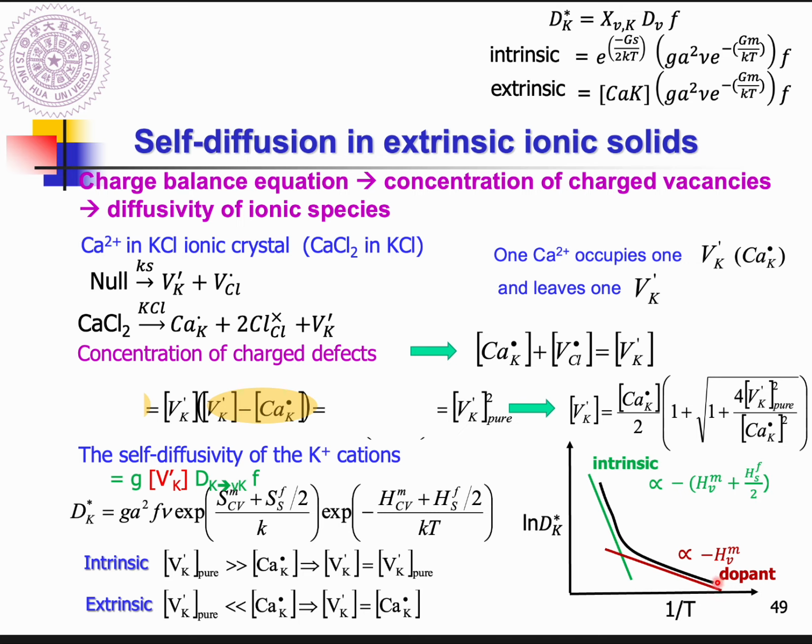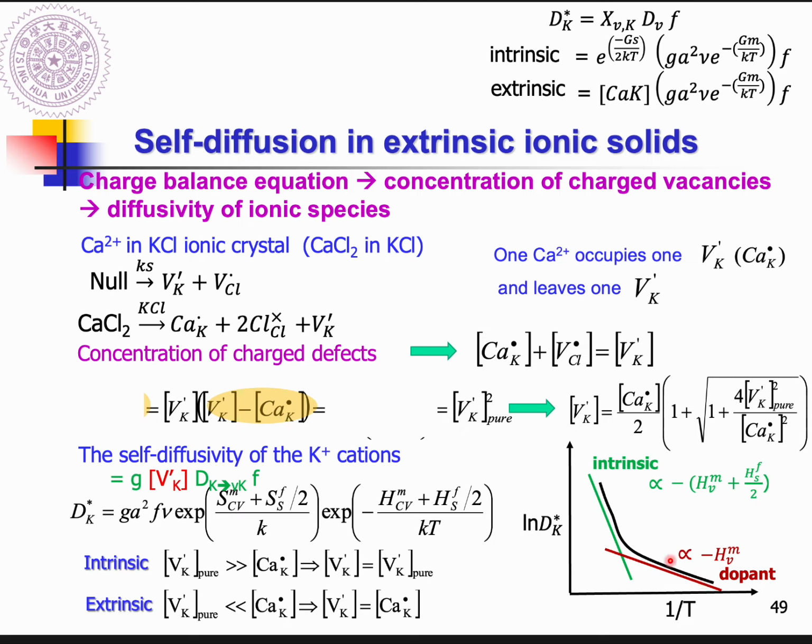But at a lower temperature, under this situation, if you continue, the intrinsic property in this region will be quite small, right? So this temperature region is dopant dominant.